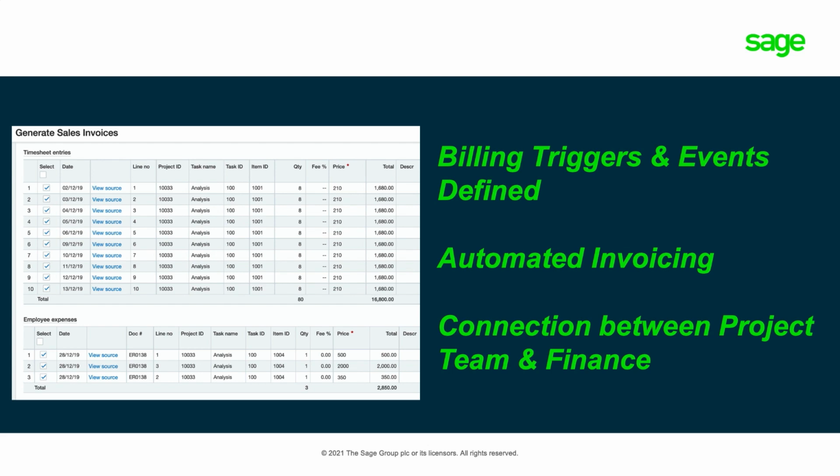So now you've seen how with Intacct's project billing capability, you can define triggers and events in the system. You can automate billing so that different billing elements are gathered across the system to create invoices in a simple fashion. And all this data allows us to connect between our project team and the entries they make against projects through timesheets and say purchasing costs, and the finance team who are often responsible for the invoicing.